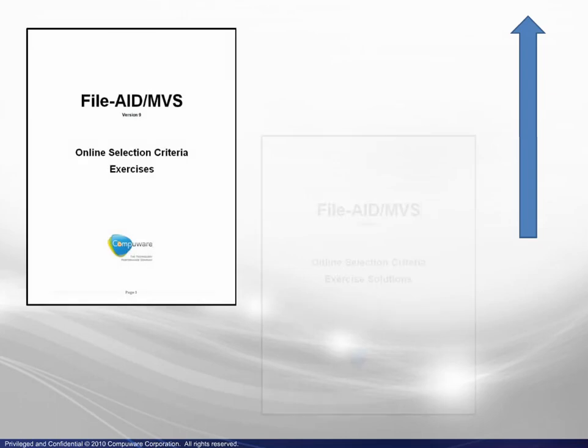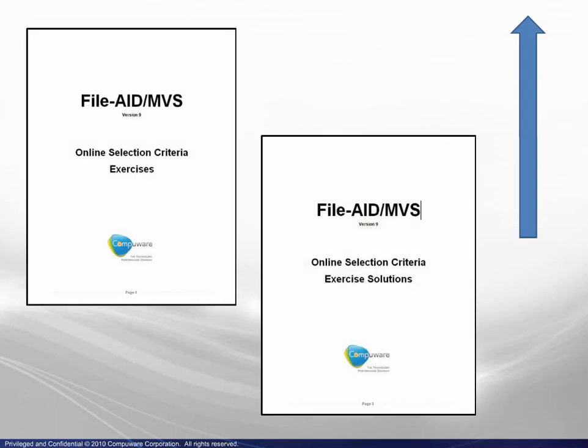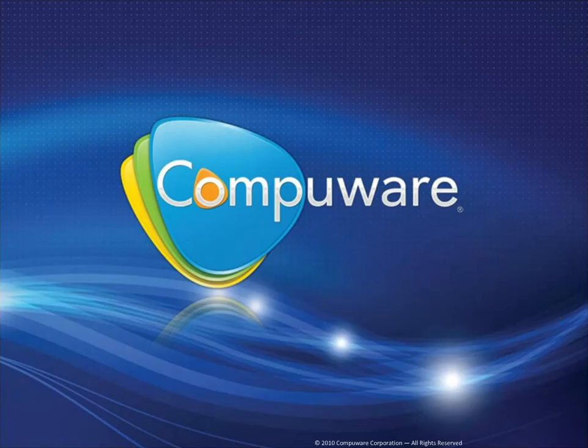The attachments available here contain the exercises and solutions for the formatted and unformatted selection criteria modules. They may be downloaded and/or printed at your convenience. This concludes this module. Thank you.